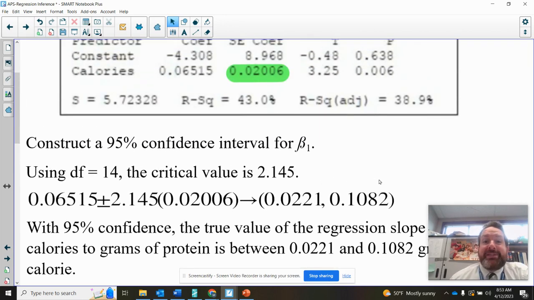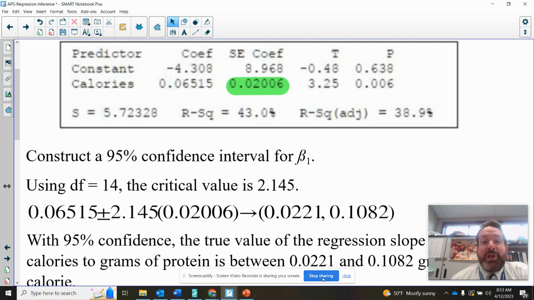And there you have it. That is what you would need to know about inference on regression slopes. I wish you the best of luck.